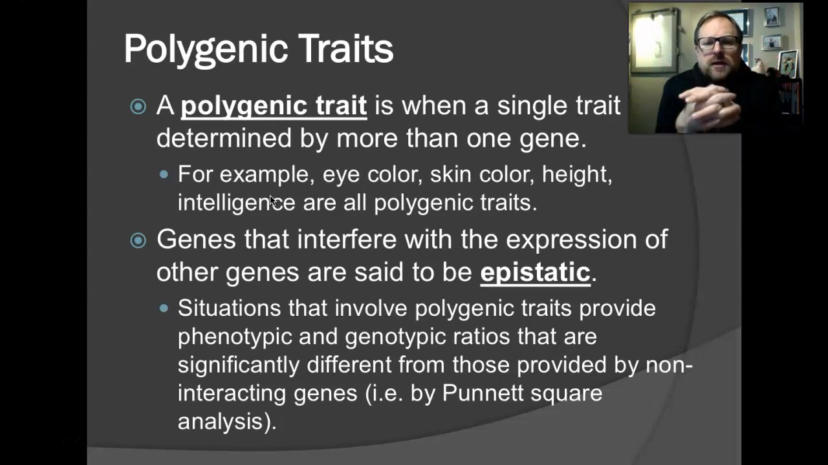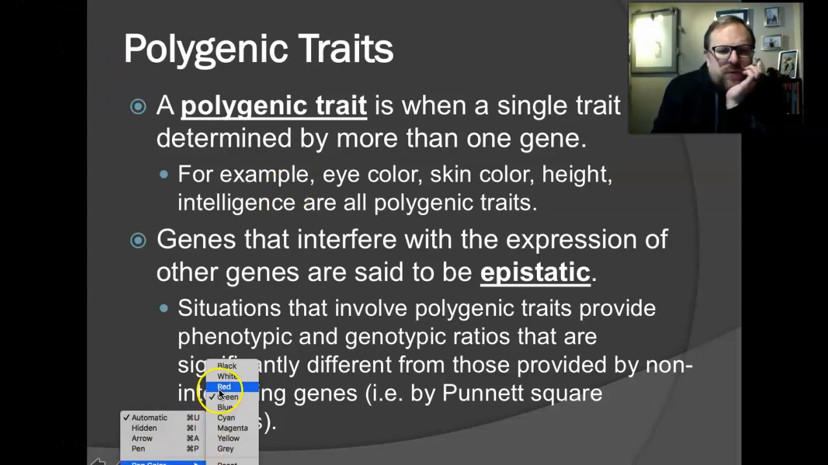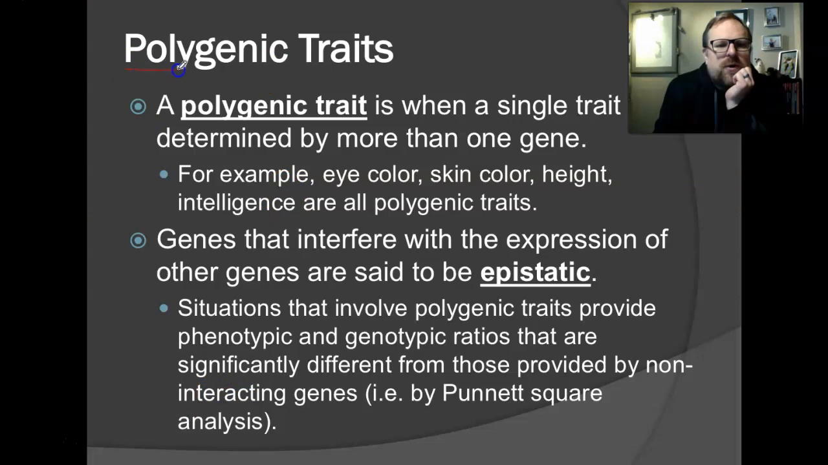A polygenic trait is a single trait determined by more than one gene, and a lot of what we have in our bodies is polygenic. Poly meaning many, and genic referring to genes. So this is many genes determining a trait.